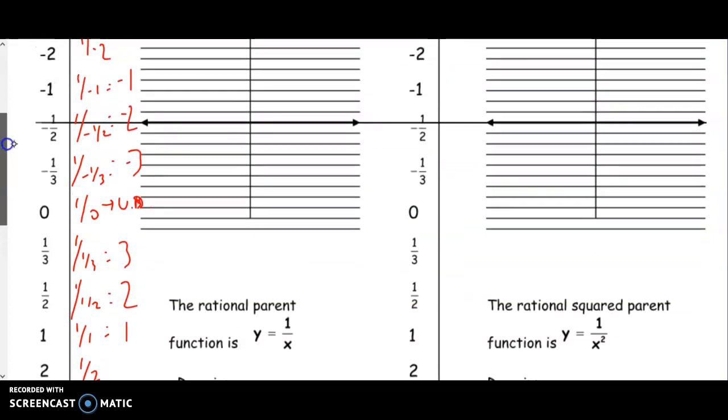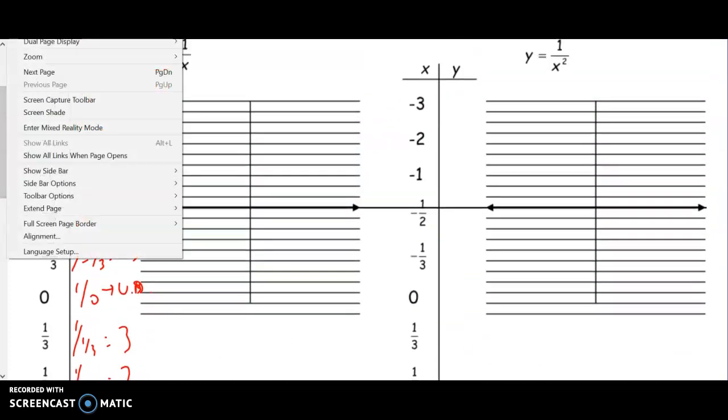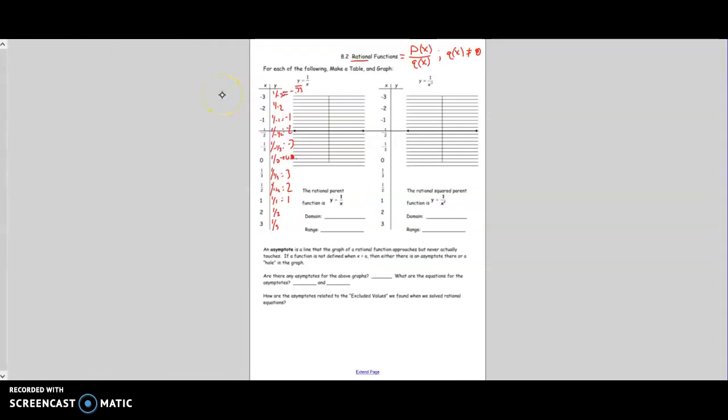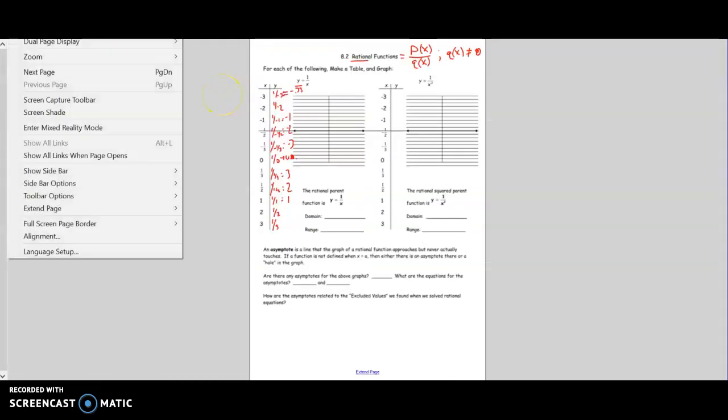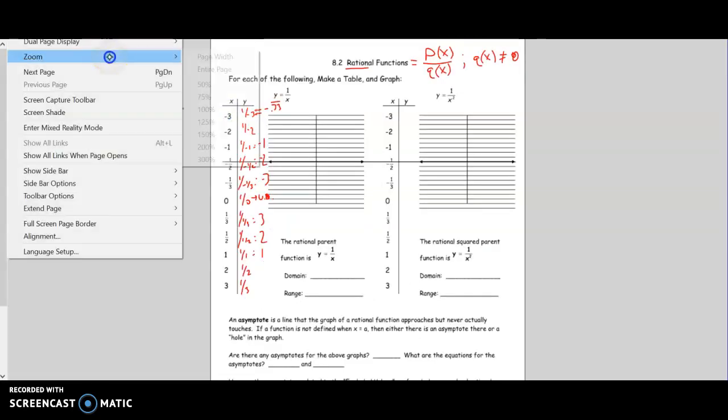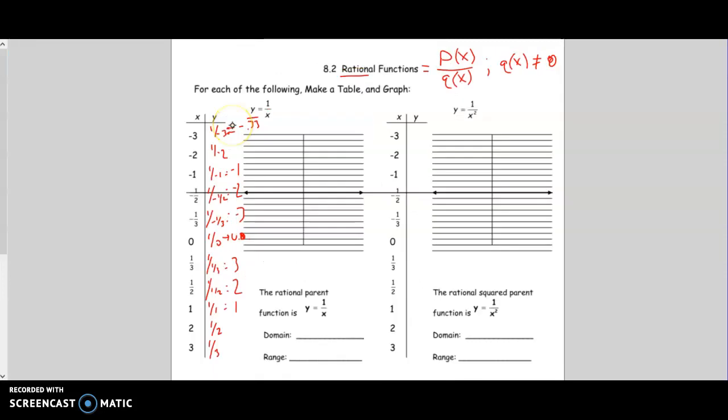All right, let's plot these. Let me zoom out so we can get a better visual of it. That's a bit too much. Let's try 125. All right, I'll stick with this. We can see the table, and I'll zoom back in. So what do we got? What are some easy points we can plot?